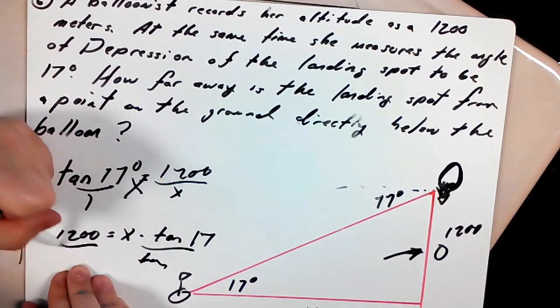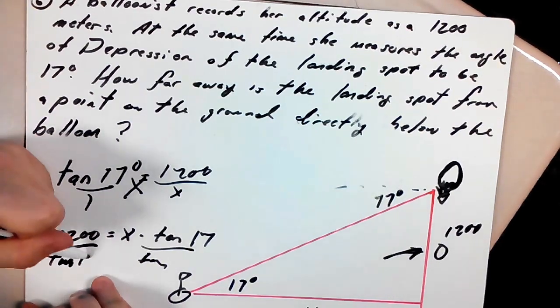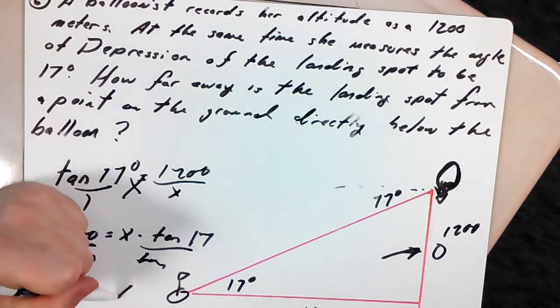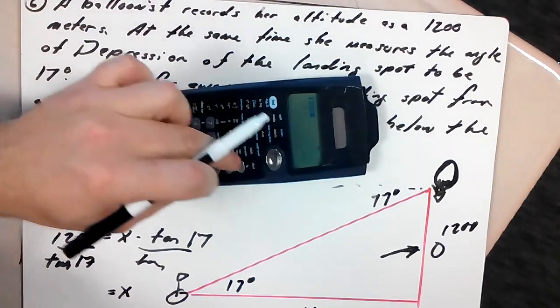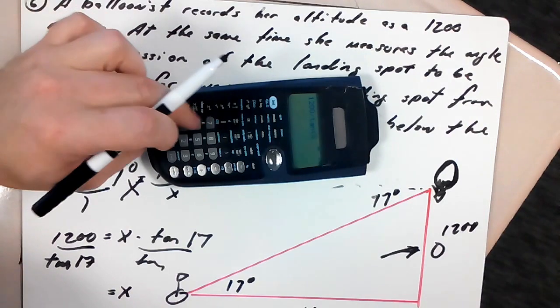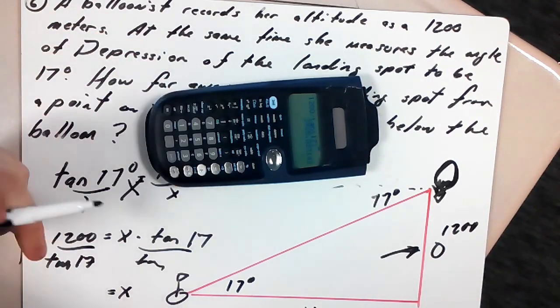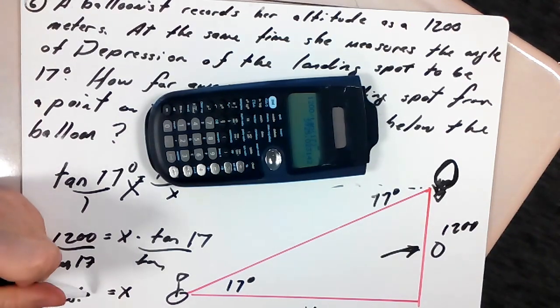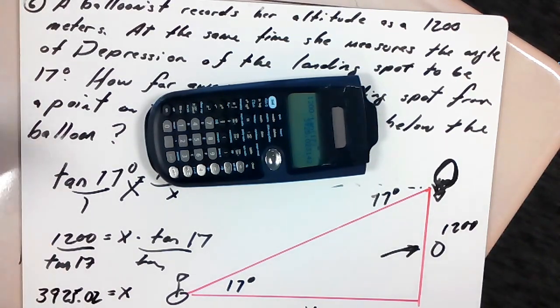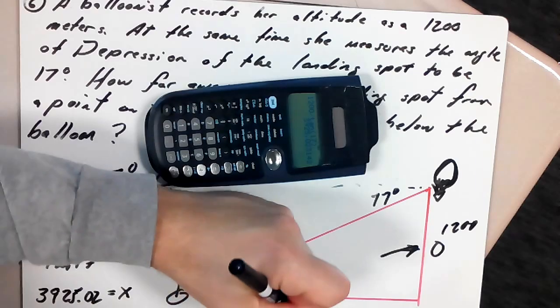Tangent's not by itself. So there we go. Now x is by itself. So let's see what x equals. 1,200 divided by tangent 17. And the answer is 3,925.02 meters. That's this distance from here.